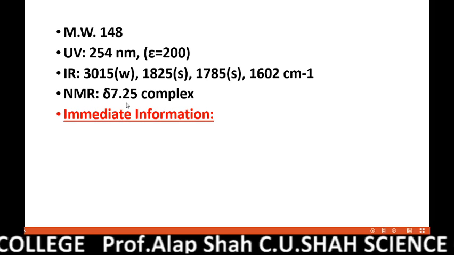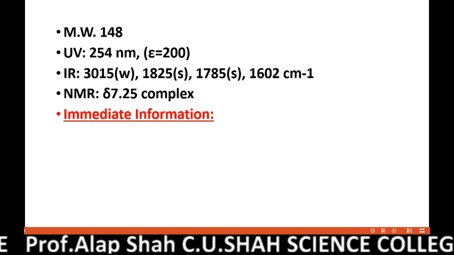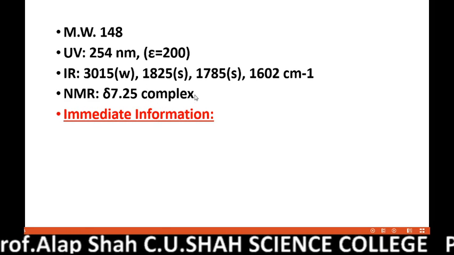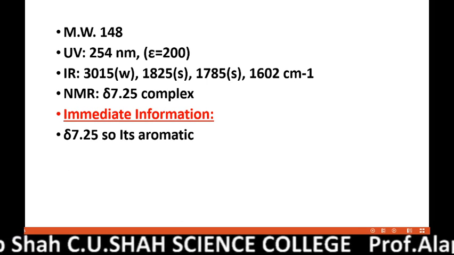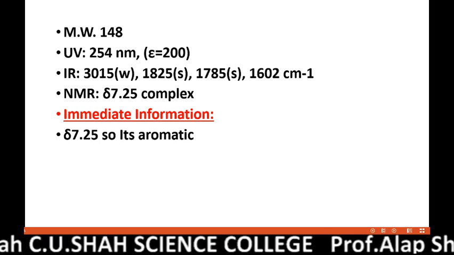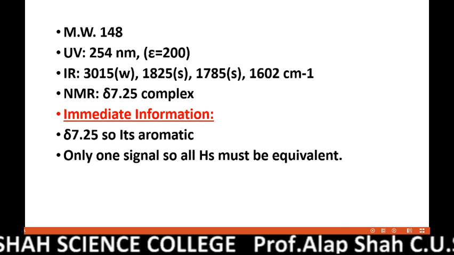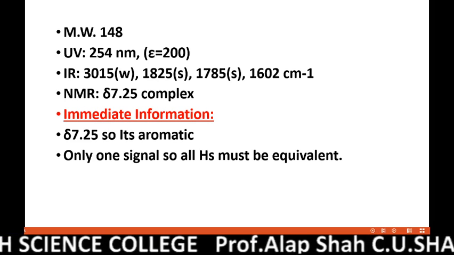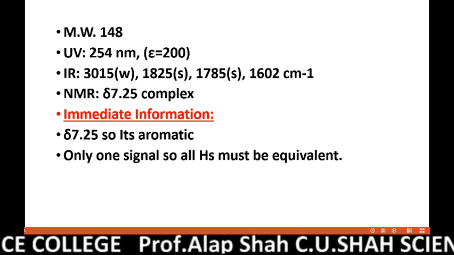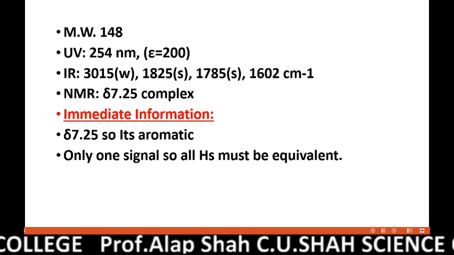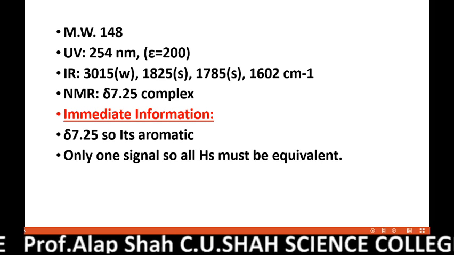We know that this delta indicates the presence of an aromatic nucleus, and sometimes it can be given as complex or singlet, or in the case of a di-substituted benzene ring, a doublet of doublet can also be given. So the immediate information is that this compound is aromatic. One more thing from the NMR: only one signal indicates that all the protons must be equivalent, because there is only one signal given in the data. And the epsilon value in UV indicates the presence of a C double bond O group.